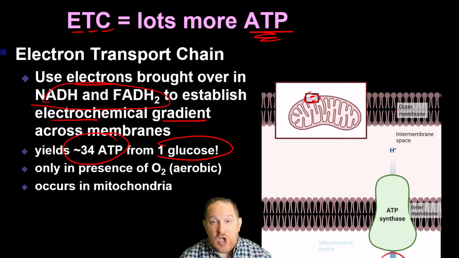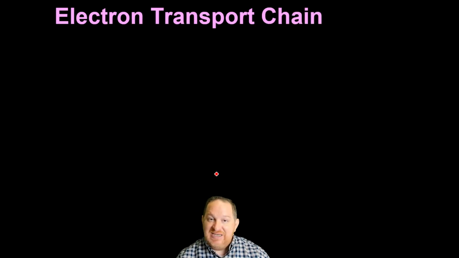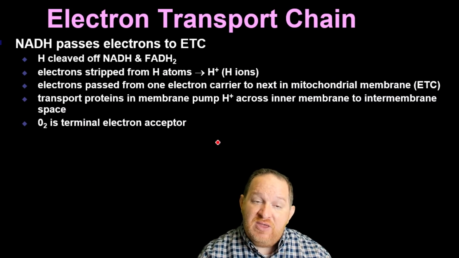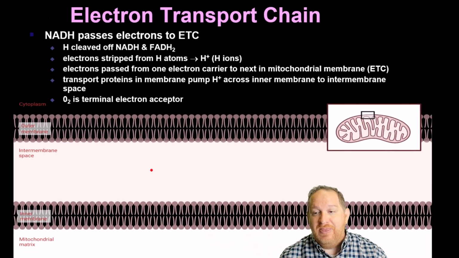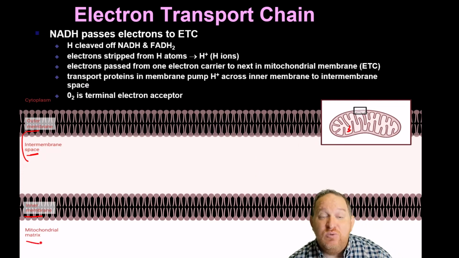Now, you remember, this only occurs in the presence of oxygen, so it's an aerobic process. And we see it occurring in the mitochondria. So let's get into it. Here's the electron transport chain. These are the steps. I'll go through them, but I think it's easier to just show you on the diagram. So remember where we are. Here's the mitochondria. Here's the outer membrane, inner membrane, the space in between them, intermembrane space, and then this fluid inside that you see all in here is the matrix. So let's see what's going on.